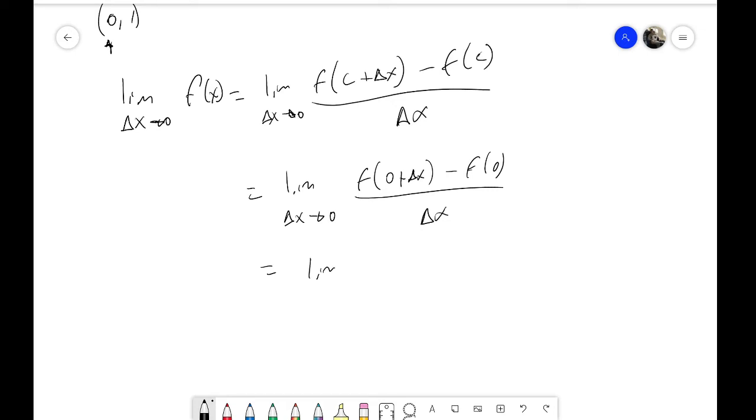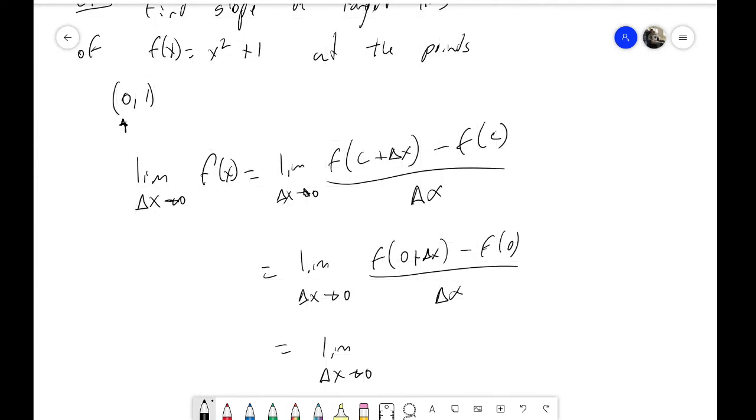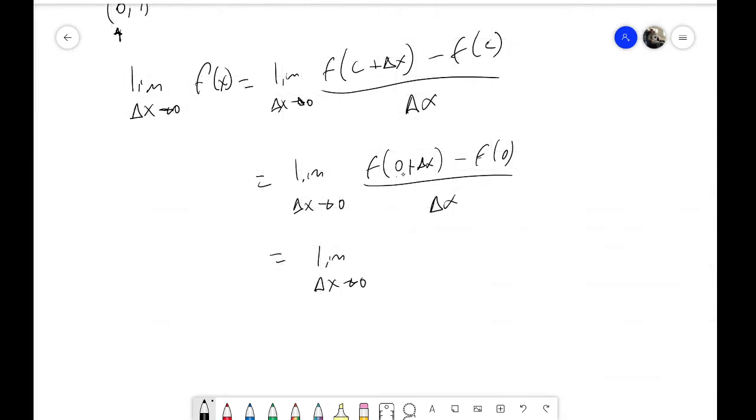And now all we have to do is substitute. Remember that the function is x squared plus 1. And you're substituting in 0 plus delta x into it, and then 0 again. So here we'll have, since x squared plus 1 is going to be 0 plus delta x squared plus 1, minus 0 squared plus 1, divided by delta x.